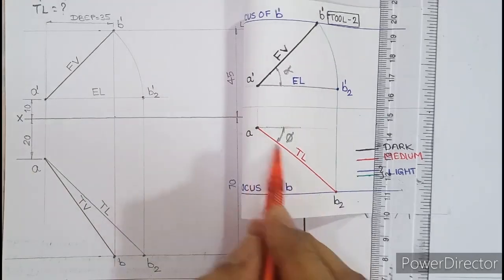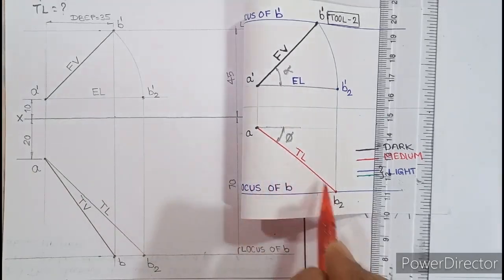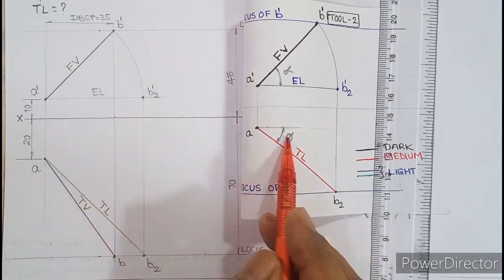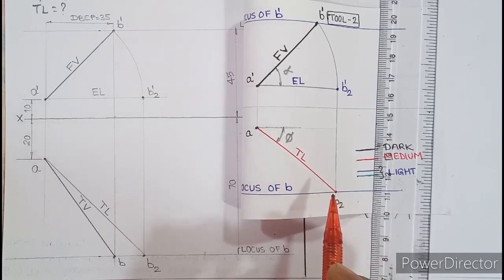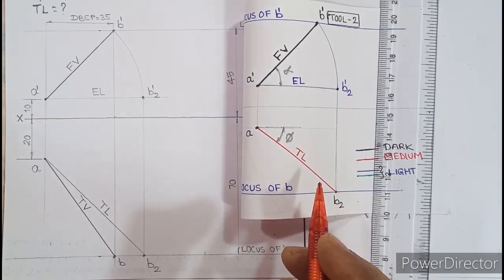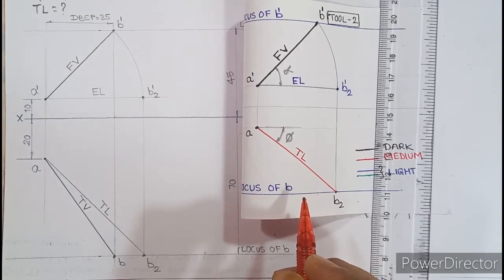But is this true length in the top view or front view? Yes, it is in the top view. So this angle is phi. That is what they've asked, phi. So they've asked us to find phi. They've asked us to find true length. And they've also asked theta now. They've also asked theta.